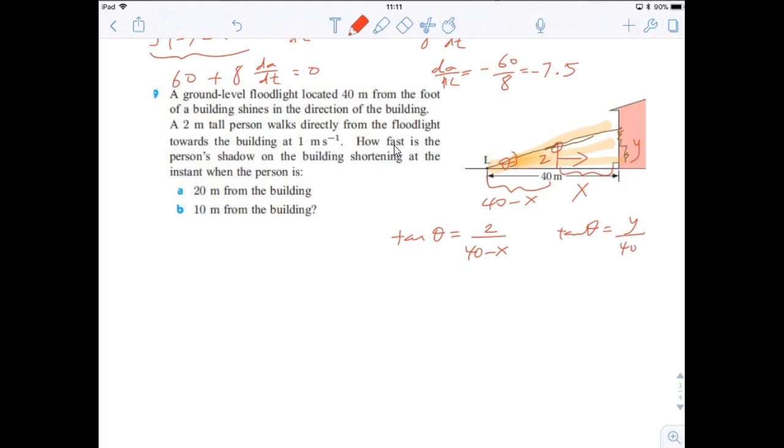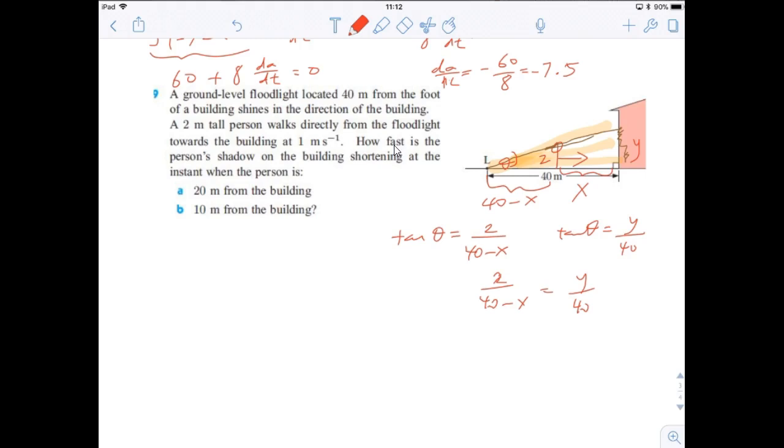We don't really need theta. So what if we eliminated theta by setting both of these expressions equal to each other? So we have 2 over 40 minus x equals y over 40. And that gives us an equation which relates x to y.